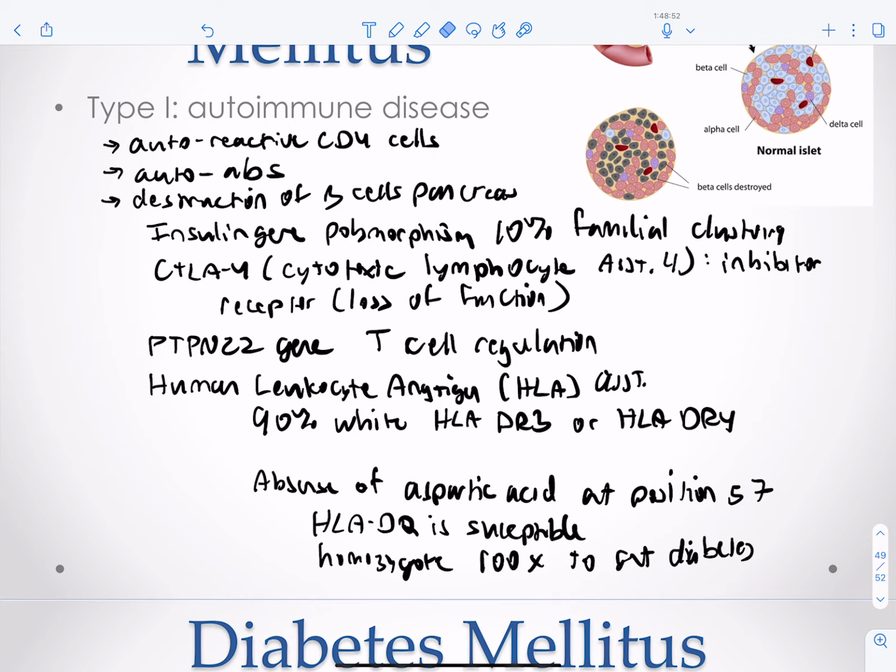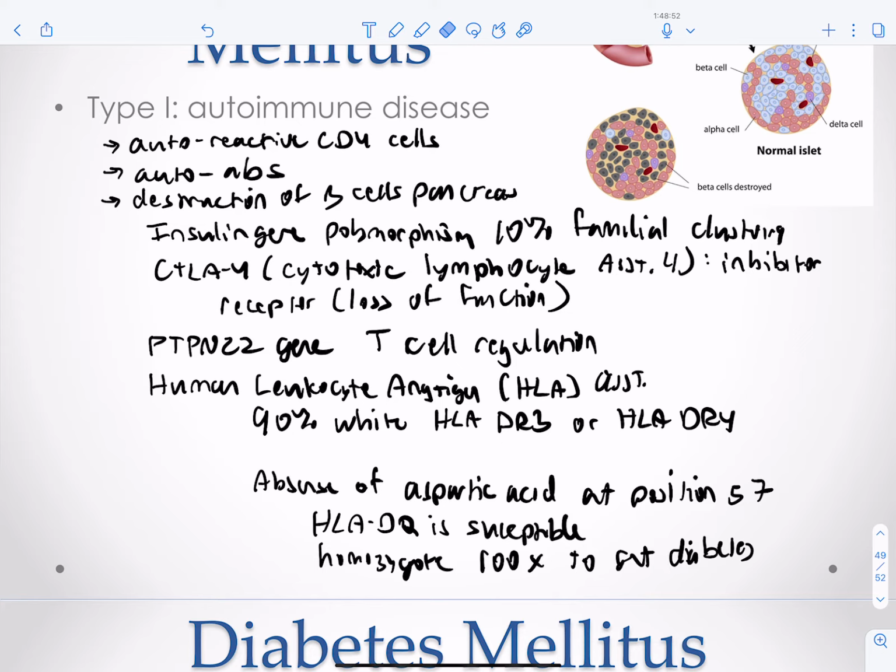Your type 1 autoimmune disease is thought to be associated with the human leukocyte antigen. So 90% of whites have what's called an HLA-DR3 or HLA-DR4. We also have an HLA-DQ, and at position 57, absence of aspartic acid makes you more susceptible. So homozygotes with this HLA-DQ phenotype with that loss of the aspartic acid have 100 times likelihood to get diabetic.